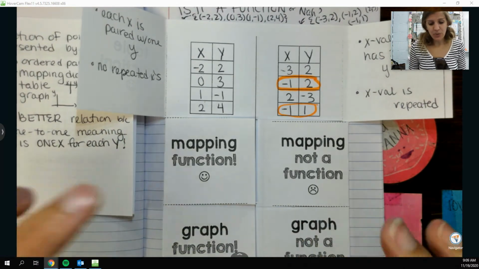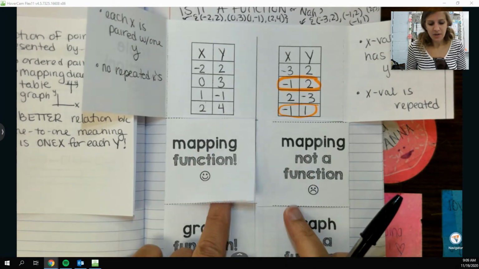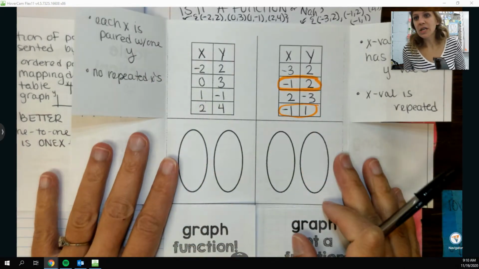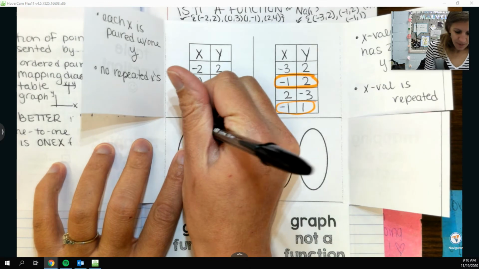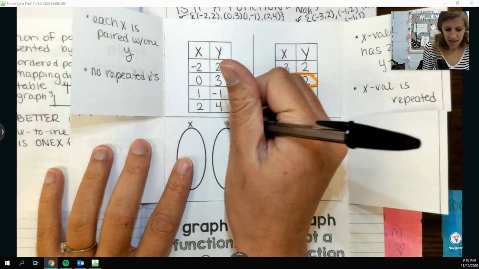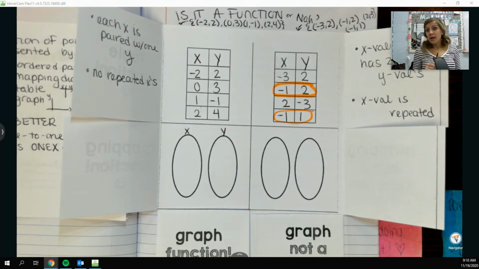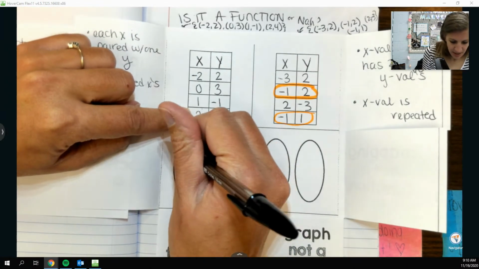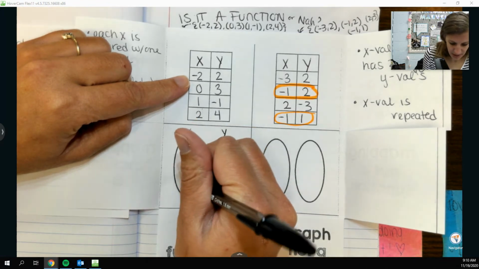Another way to represent a function in a relation is with a mapping diagram. Maybe you guys have seen these before. We always do two little ovals. And then on one side, we put our x values, again, on the left. And on the other, we put our y values. I always like to put these in numerical order, and I'm not going to repeat things. As I look through my x values here, they're already in numerical order. So negative 2, 0, 1, and 2.